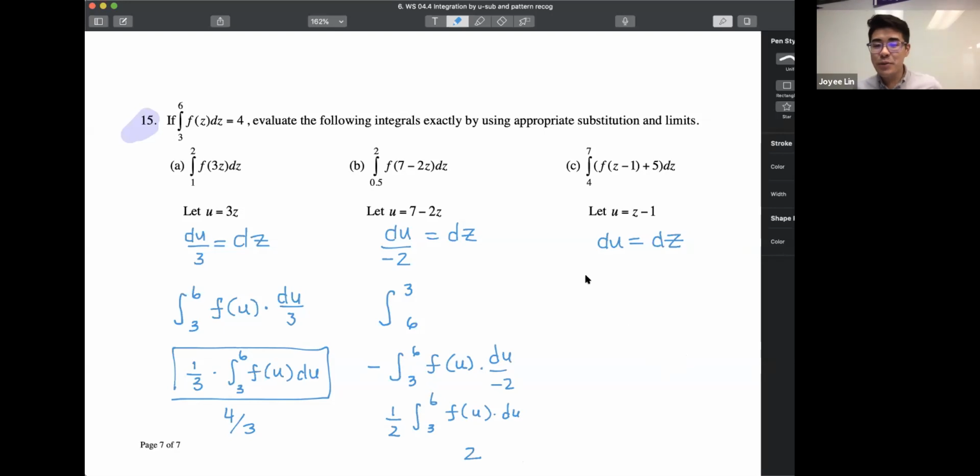And then for part C, what are we going to do here? We're going to plug in our boundaries again. When we plug in 7, we get 6. When we plug in 4, we get 3, right? It's the same bounds. Imagine that. And then we plug in our u, right? So it's f of u.